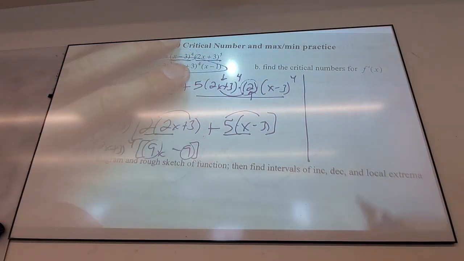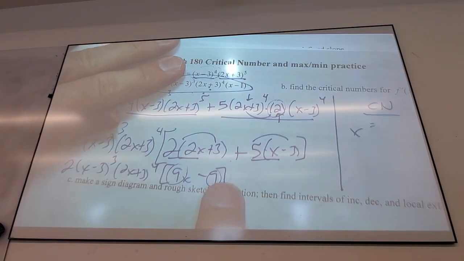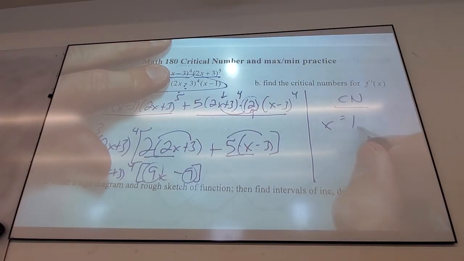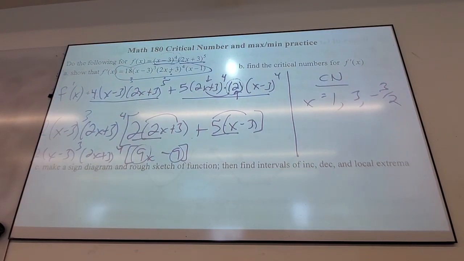All right, so I'm sorry, what were the critical numbers again? 1, 3, negative 3 halves. Negative 3 halves. Kick ass.